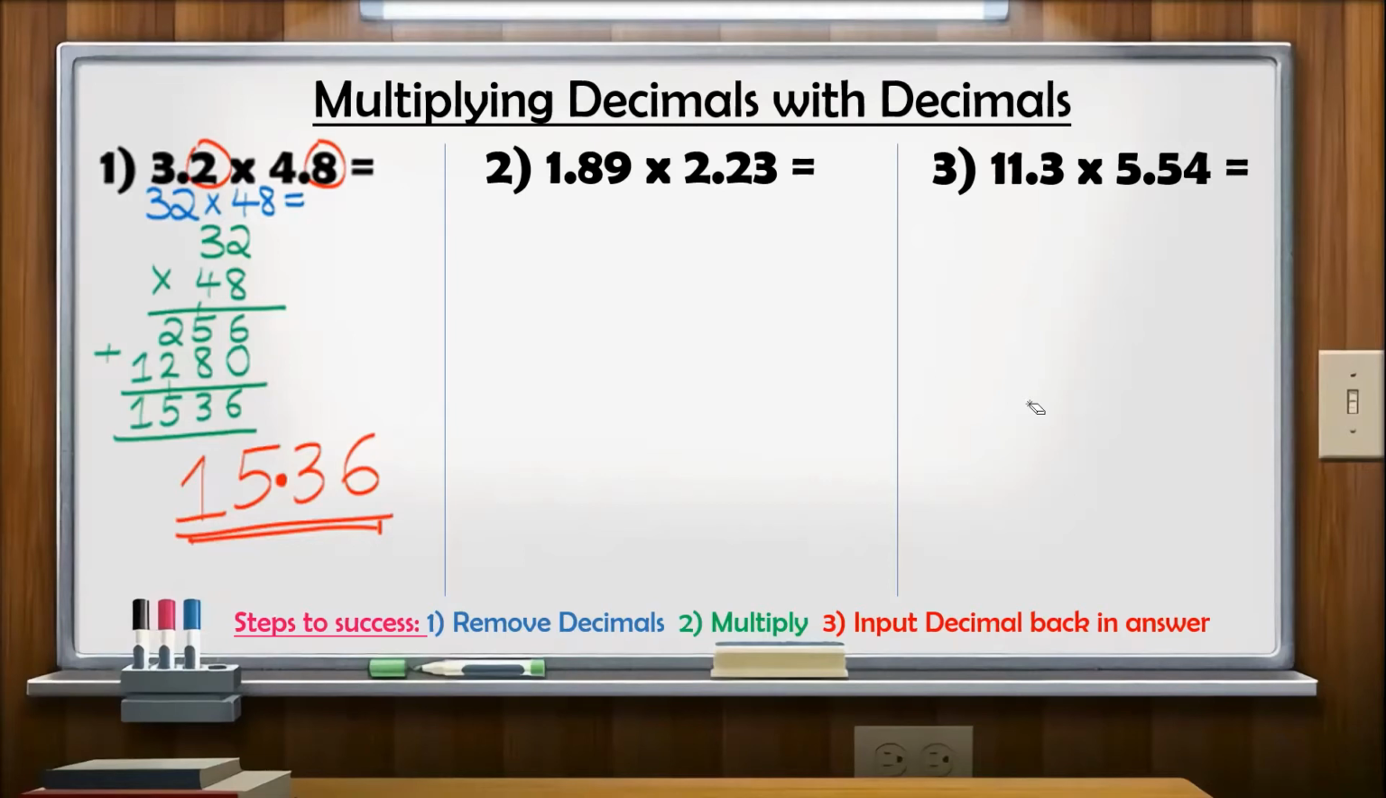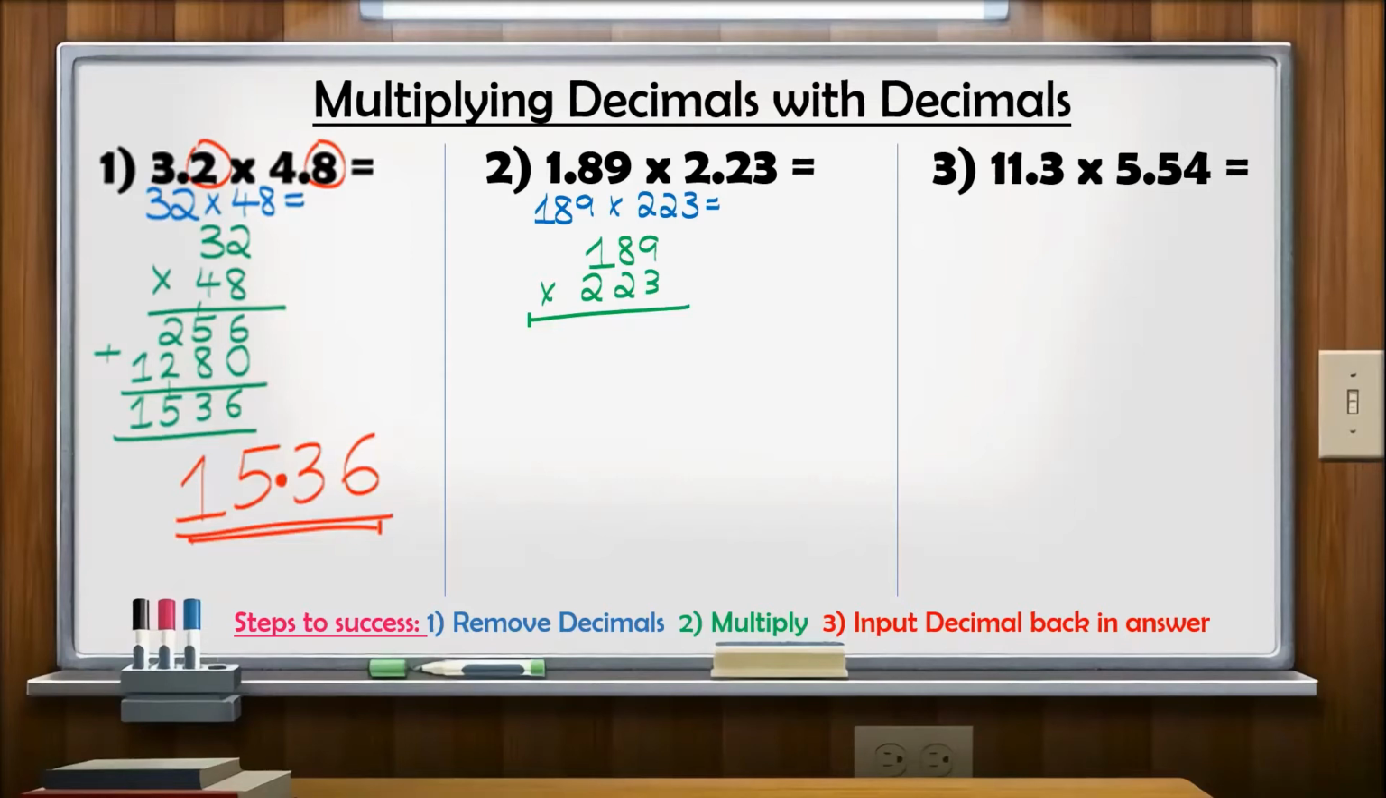I will be using the same steps to success for a question which is slightly different. So step 1, I will remove my decimals from my question and rewrite my question as 189 times 223. Moving on to step 2, I am now going to work out 189 times 223 as the answer for this question will allow me to find my final answer.